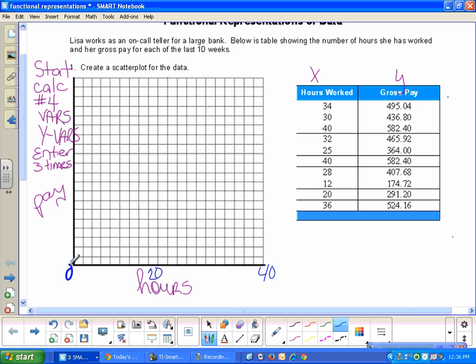So we can count by 2. You can actually spread it out. It's not wrong if you count it differently, if you can see your graph. But to be able to see it as clearly as possible, we want to use the whole grid that we have available. So what about for our money over here?